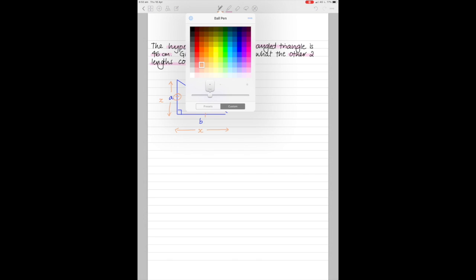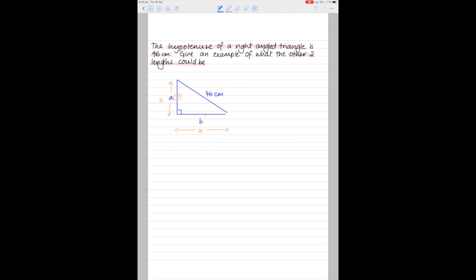So remember that Pythagoras' theorem says that C squared equals A squared plus B squared. Let's look at all the information we know for the letters. So we've got C is equal to 46, A is equal to X and B is equal to X. So if we substitute these now into our Pythagoras' theorem, we know that it's 46 squared equals X squared plus X squared.